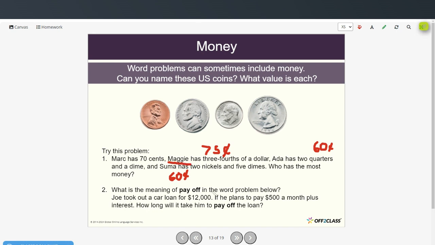What is the meaning of pay off in the word problem below? Joe took out a car loan of $12,000. If he plans to pay $500 a month plus interest, how long will it take him to pay off the loan? So pay off would be, the meaning of that would be to get the loan amount down to 0.